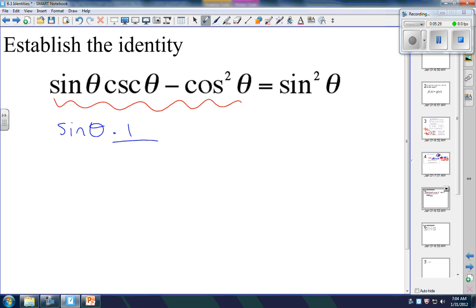Okay? So one thing that's helpful is putting everything in terms of sine and cosine. So a cosecant is the same thing as 1 over a sine. Okay, notice I'm not going to do anything to that right side there. I'm trying to turn this left side into the right side. Sine over sine cancels, and I'm left with 1 minus a cosine squared. Now, I said we would be using that first identity a lot today. Okay, maybe not so much the other two.